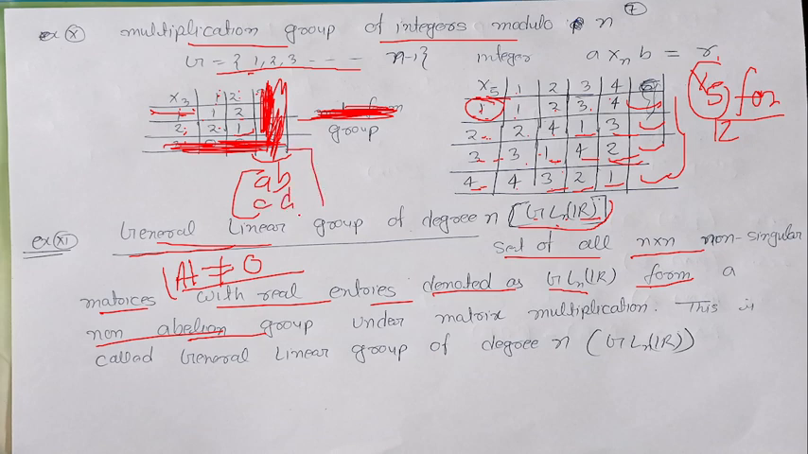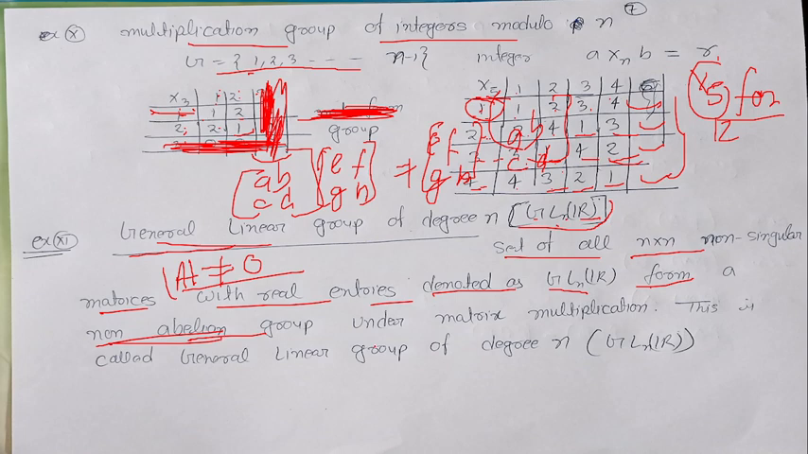AB CD EF GH is not equal to EF GH AB CD. That's why it is a non-abelian group. But the rest of the properties are satisfied because here every determinant is not equal to 0. It means that the inverse must exist, and that's why they form a group under matrix multiplication. This is called the general linear group of degree n.